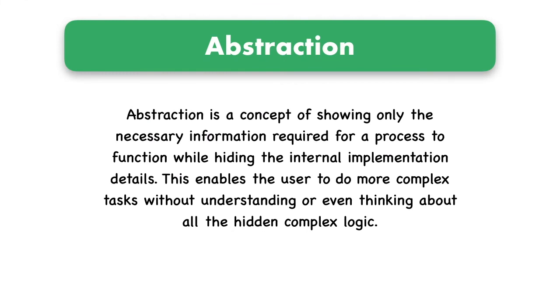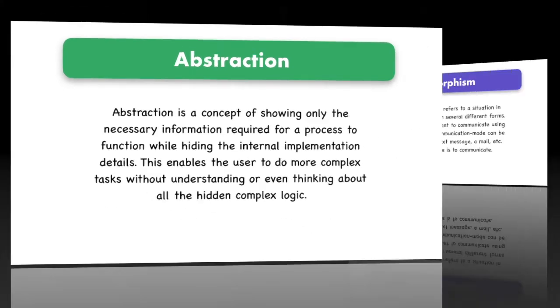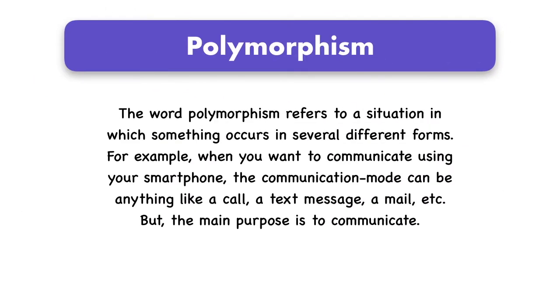Abstraction is a concept of showing only the necessary information required for a process to function, while hiding the internal implementation details. This enables the user to do more complex tasks without understanding or even thinking about all the hidden complex logic. The word polymorphism refers to a situation in which something occurs in several different forms. For example, when you want to communicate using your smartphone, the communication mode can be anything like a call, a text message, a mail, etc. But the main purpose is to communicate.